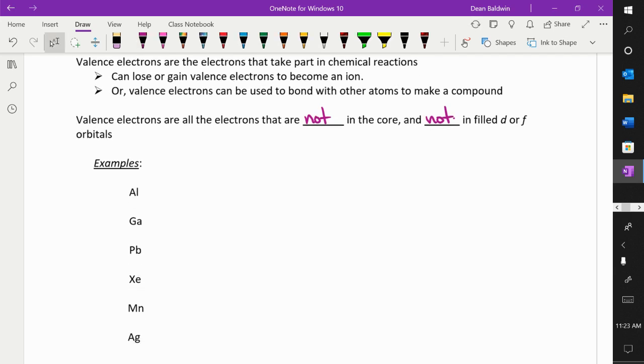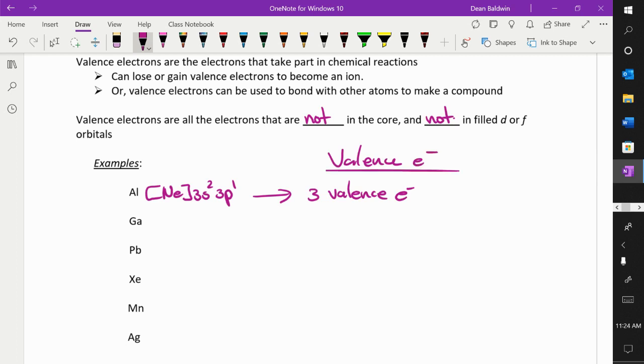So if we have aluminum, the core notation for aluminum is neon 3s2 3p1. How many valence electrons does this have? Not one. It's anything not in the core or in a filled d or f orbital. The core is the noble gas. So this has 3 valence electrons: 2 in the s orbital, 1 in the p orbital. 3 valence electrons. Let's just write a table here. Valence electrons.